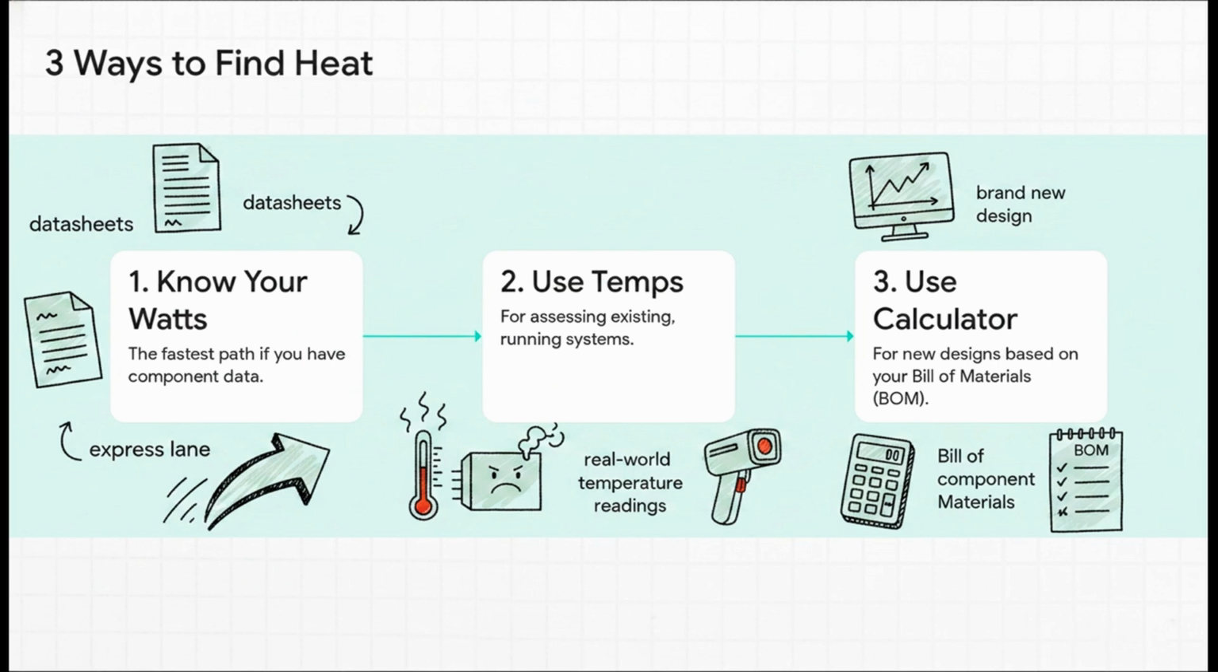If the panel is already operating and experiencing temperature issues, you can use real-world temperature measurements from the field. If the panel is still in the design phase, a component calculator can estimate the heat load based on the bill of materials. Each method supports a different scenario, whether you are troubleshooting an existing panel or designing a new one. After the data is entered and the calculation is complete, the tool will typically recommend solutions that fall into two main categories: open loop and closed loop cooling.